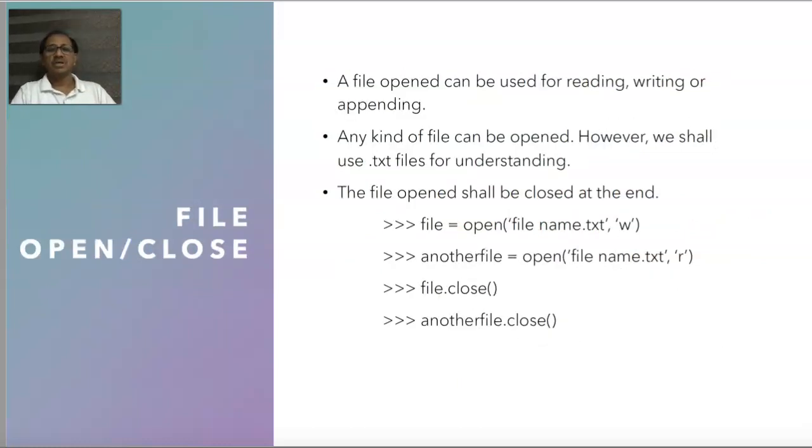How do we use a file? A file opened can be used for reading, writing, or appending. So you can open a file and read whatever is in that file, or you can open a new file and write something in it, or you can open a file which already exists and append some more data to it. Any kind of file can be opened. However, we shall use only .txt files for understanding.